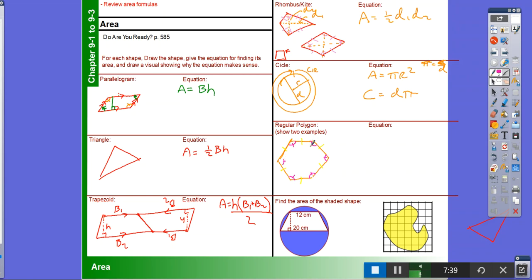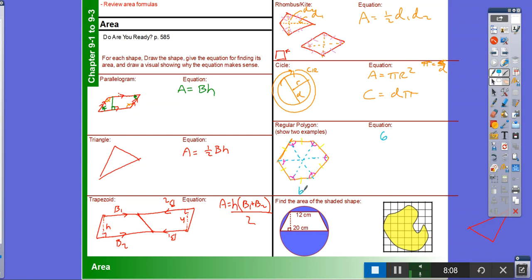And the cool thing about a hexagon is I can break it apart by drawing these diagonals, and I will end up with 6 equilateral triangles. And so we have 6 of these, right? And an equilateral triangle, well, let's call this base.